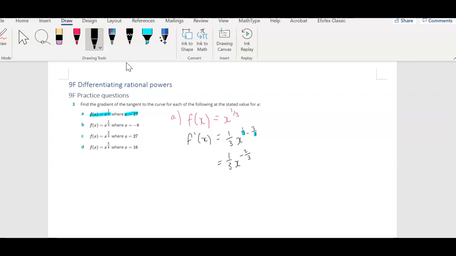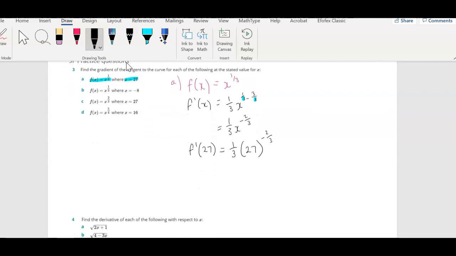And we're going to substitute in x equals 27. So we're going to do f dash 27. Now I'm just going to put it in brackets just because I don't want to get things mixed up. All right, so you should be able to do 27 to the power of -2/3. It is something that you don't really get a lot of practice in with this skill, but it is something that you're expected to be able to do. So don't do 1/3 times 27 yet. The power takes priority.